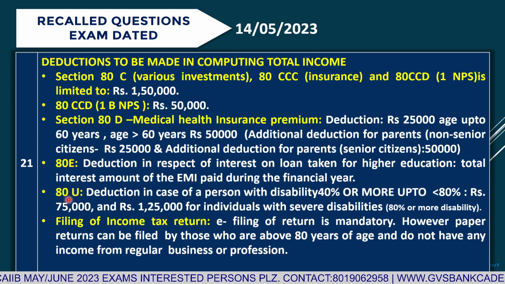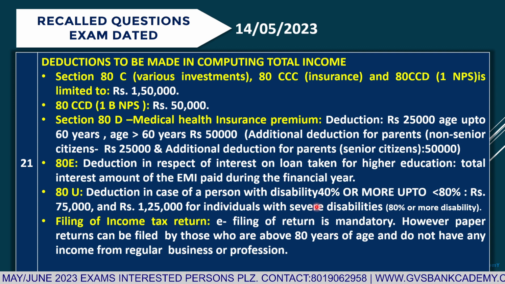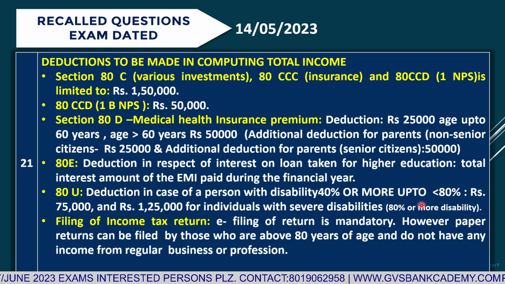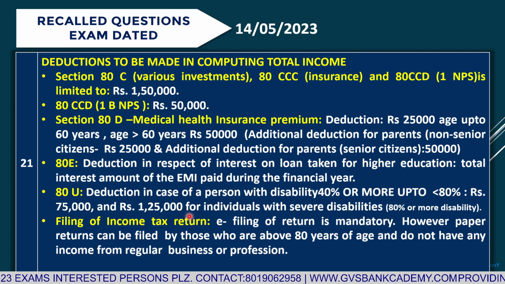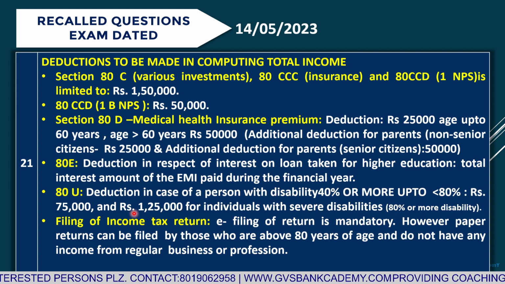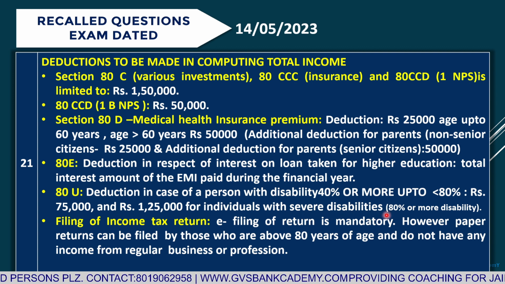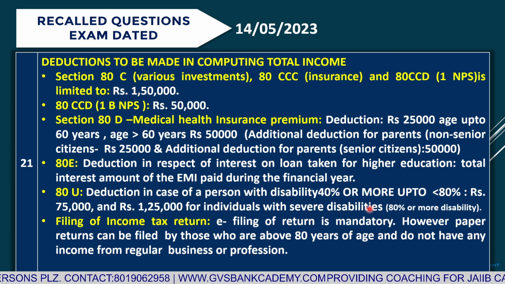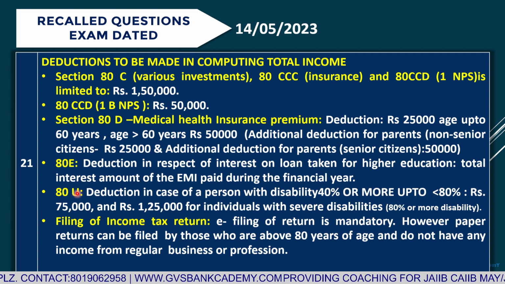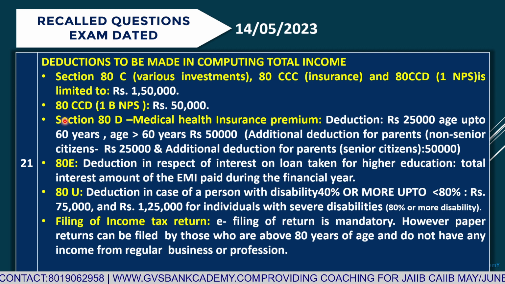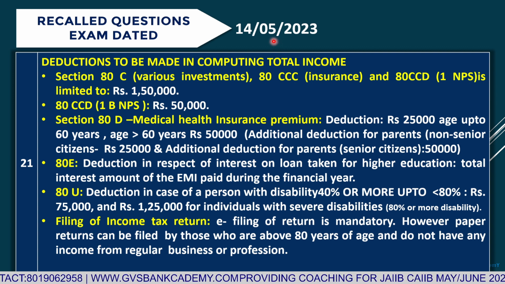Section 80U, personal disability. Where the disability is 40% or more but less than 80%, you will get a deduction of 75,000. Where the disability is 80% or more, severe disability, you will get 1,25,000. With 40% and above and up to 80% disability, 75,000. That is section 80U. All these questions they asked in accountancy on that day.